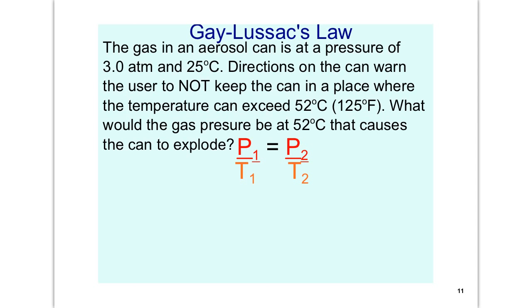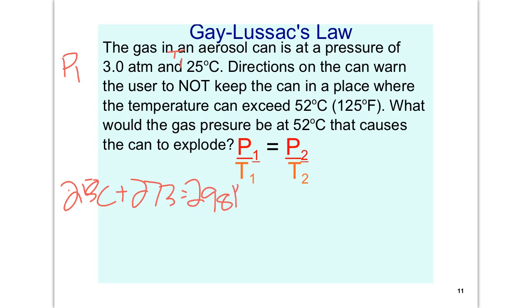Alright, so the gas and aerosol can is stored at a pressure of 3 atm and 25 degrees Celsius. So I have my pressure 1, my temperature 1. But I know you're sitting there saying, oh, Ferris, you gotta convert your degrees Celsius into Kelvin. Alright, so I'll take my 25 degrees Celsius, add 273, and find that is 298 Kelvin.